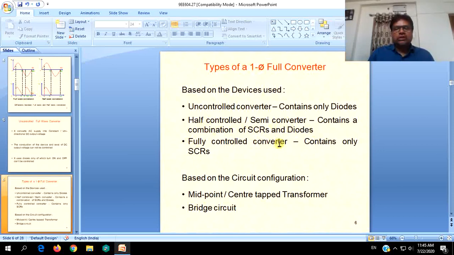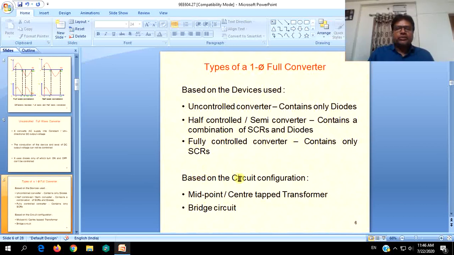Fully controlled converter contains obviously only SCRs, or any controllable power electronic device can also be used. In our discussions, we will confine ourselves to only SCRs. In place of SCRs, any controllable power electronic device can be used, MOSFETs, IGBTs, anything, or GTO SCRs likewise. So this is based on the controllability of the circuit.